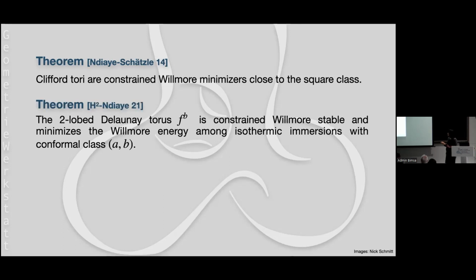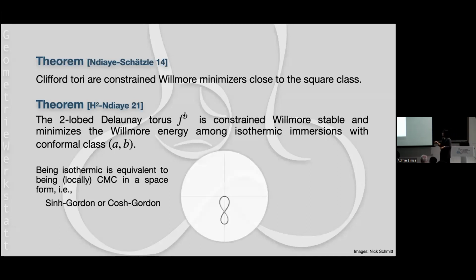And the other thing is something I showed with Sebastian and Jack, that the family of surfaces I showed you, which has a parameter b, which is the length of my upper vector, all these surfaces are constrained Willmore stable, so they are very good candidates. And they actually minimize the Willmore energy, at least among the isothermic immersions with conformal class AB for any A. So this one has conformal class AB here.